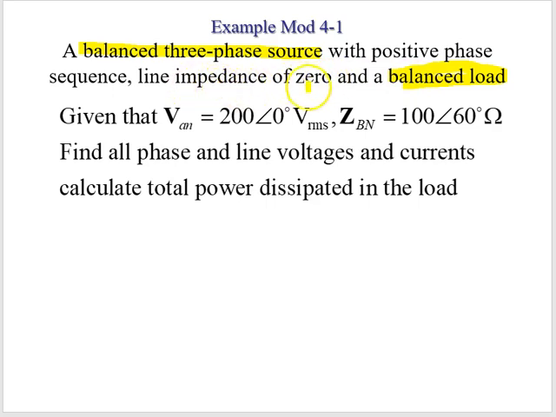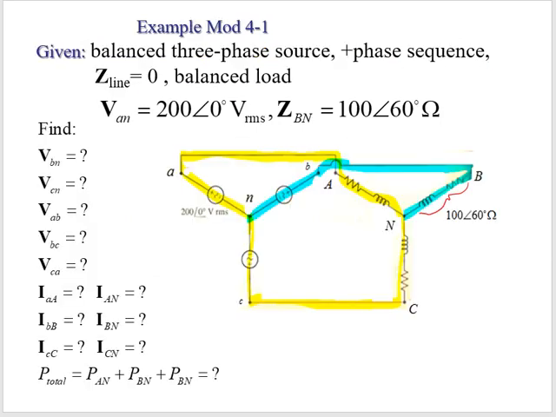It says to find all phase and line voltages. It says and currents. So we have to find, do we have phase currents and line currents? We have to ask. We also are given that we have a line impedance of 0, so we don't have to consider any impedance in the line itself. And then we have to calculate the total power dissipated in the load. So let's convert that then to our givens and finds.